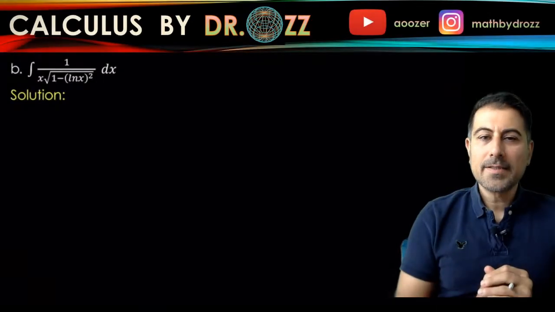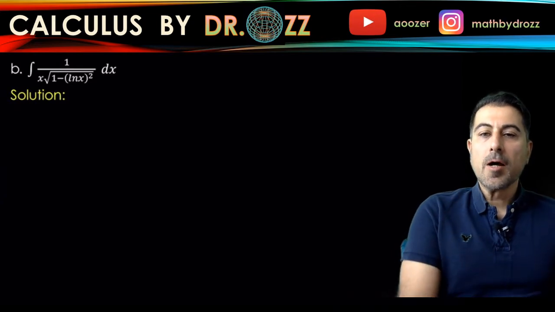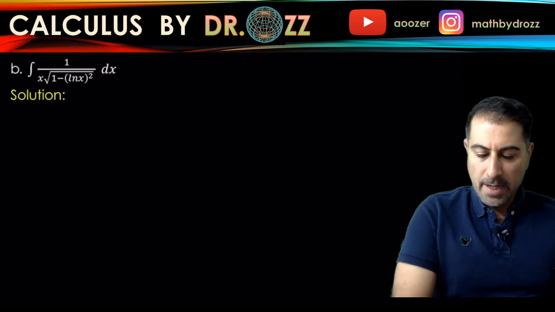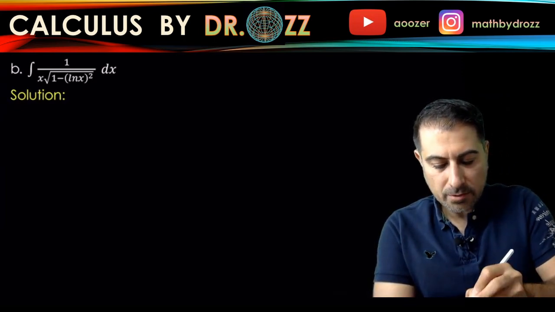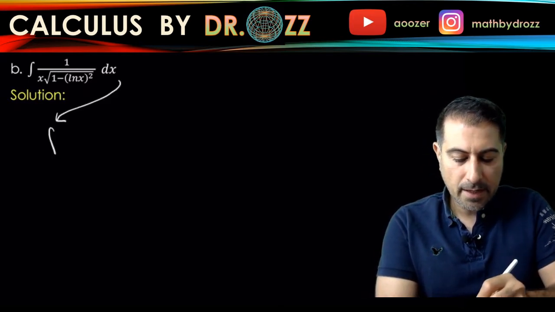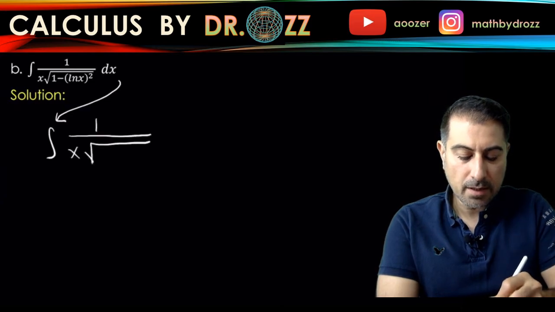All right, let's take care of part B. We have 1 over x, in radical, we have 1 minus ln x squared. So 1 minus ln x squared looks like the difference of squares. So let's write that carefully: 1 squared minus ln x squared dx.